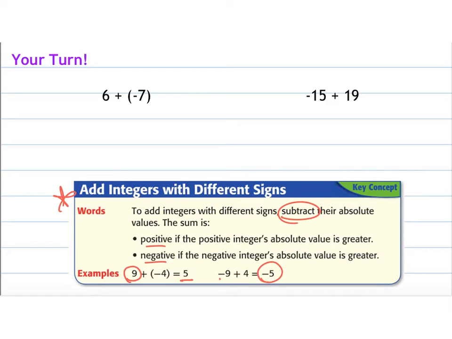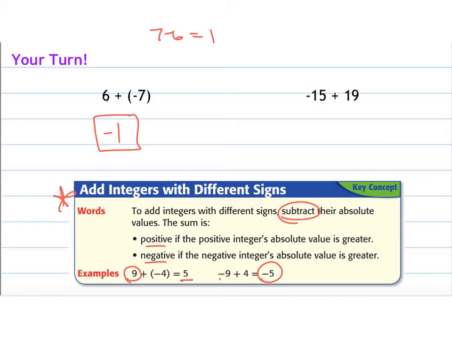Okay, so let's try these here. We have 6 plus -7, different signs, so we're going to subtract. Well, I know that 7 minus 6 equals 1. Now we have 6 positives and we have 7 negatives. Since we have more negatives, our answer is -1.